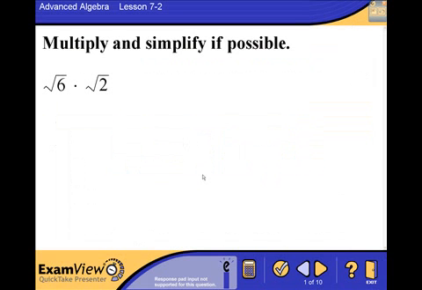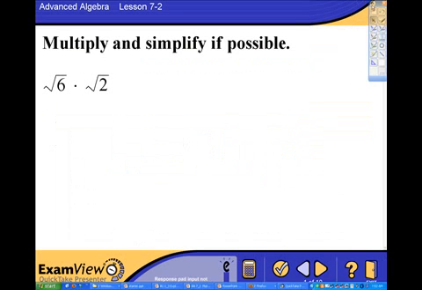Next example, we're asked to multiply and simplify if possible. We've got root 6 times root 2. Sometimes I like to simplify a little bit first. Notice that root 6, I see this root 2 sitting here. Notice that root 6 is the same as root 2 times root 3. Root 2 times root 3 is root 6. It's kind of using that multiplication property in the other direction.